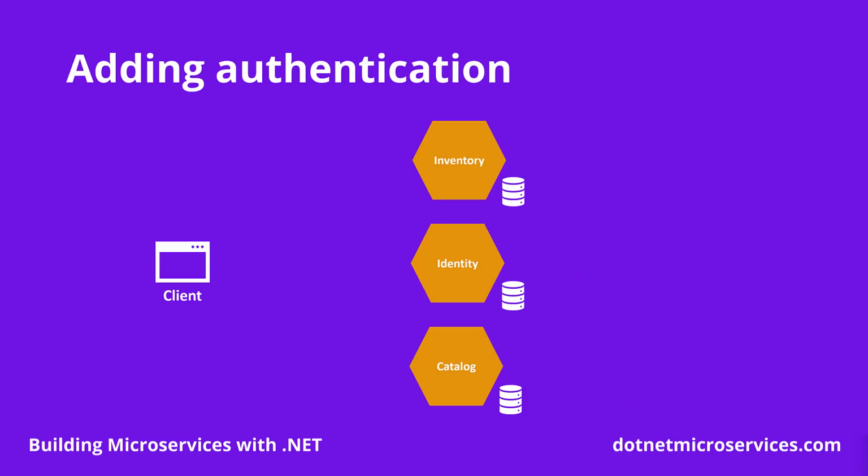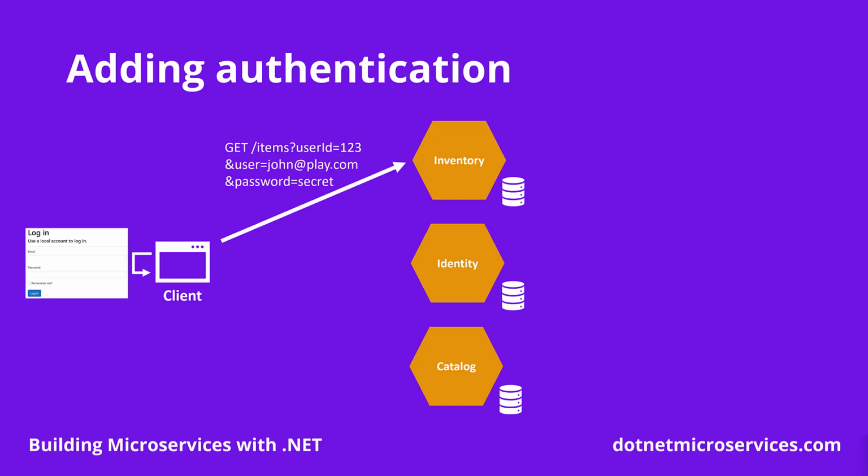The good thing is that we do have an identity microservice by now, so we should be able to enable authentication in our system. That is, we should be able to confirm that the caller is allowed to retrieve the items for the specified user. For instance, the client could be modified to present a sign-in screen to collect the email and password of the user, and then send them in the request to the inventory microservice.